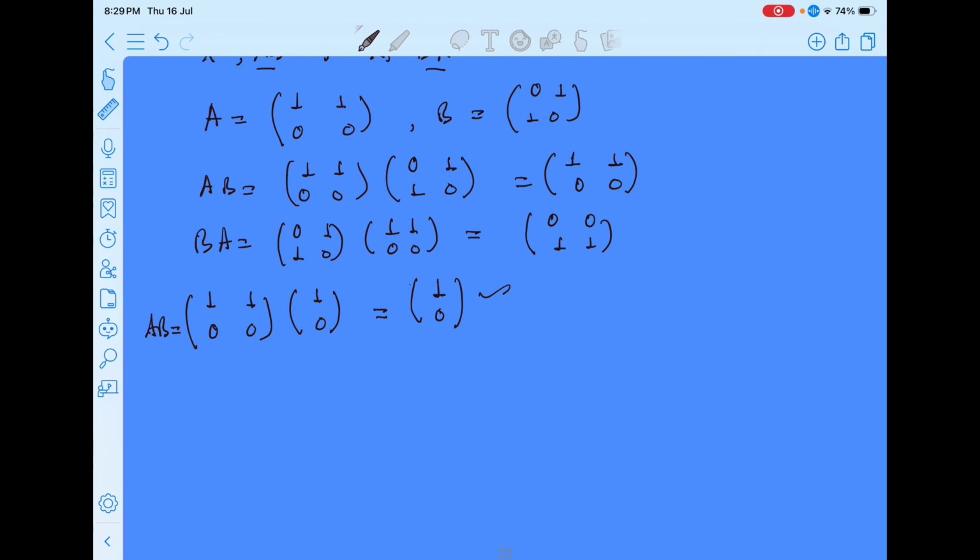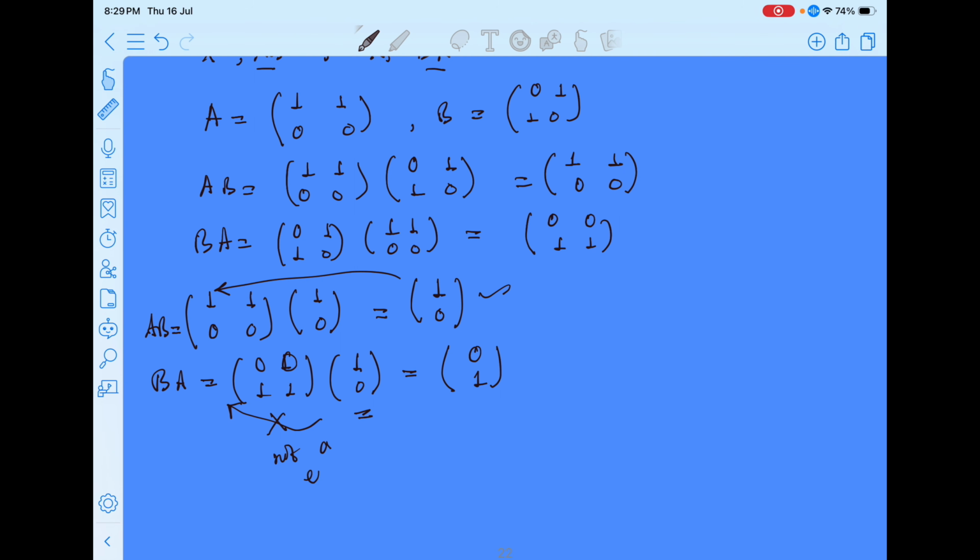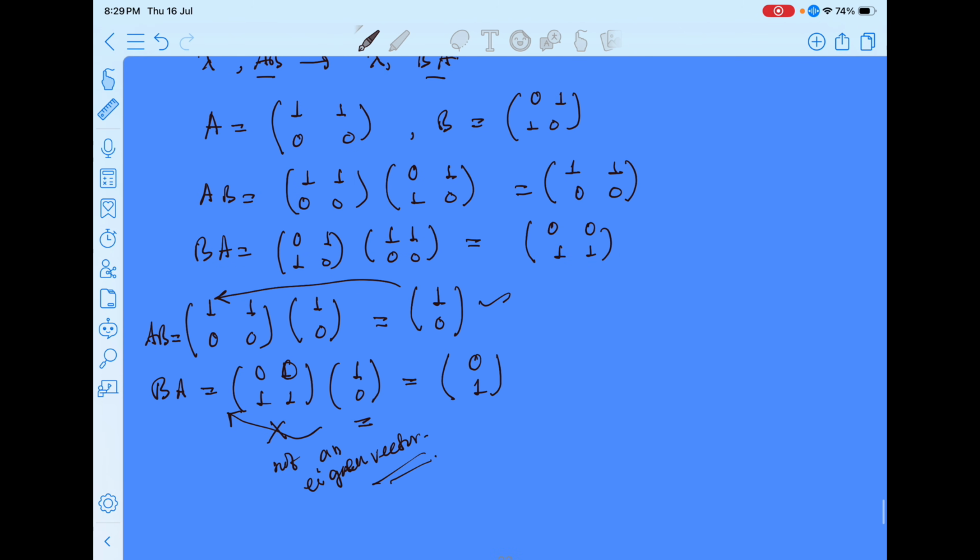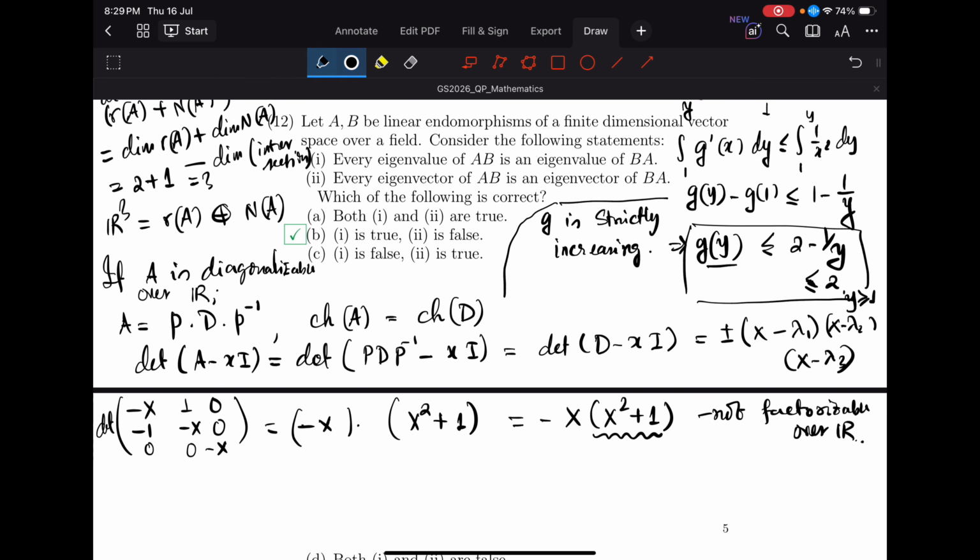Now let us choose AB, [[1,1],[0,0]], times (1,0). That is (1,0). So (1,0) is the eigenvector for AB. But if you choose BA, [[0,0],[1,1]], times (1,0) is (0,1). So (1,0) is not an eigenvector of this. Not an eigenvector. So that implies option 2 is incorrect. So 1 is true and 2 is false. Okay, we are done with 12.